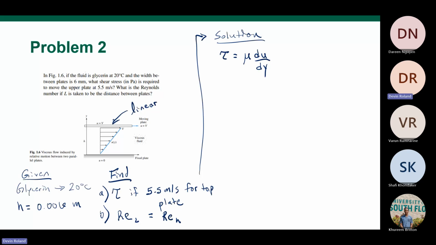So since we have a linear profile, we can go ahead and rewrite that du dy as delta u over delta y.